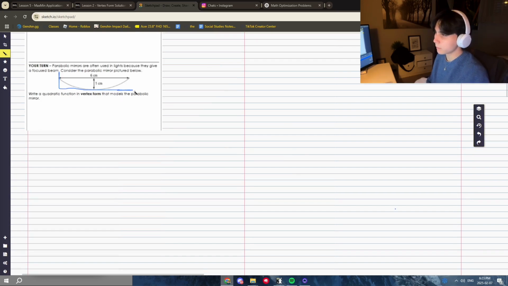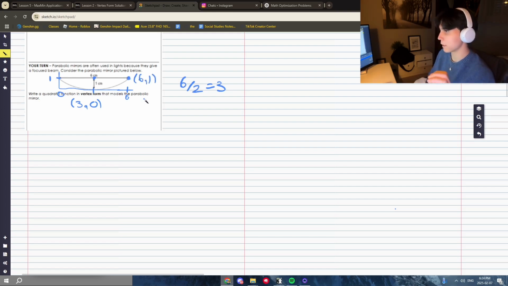And since we're given our point here, this point is going to be 6, and then our vertex is going to be half of 6, since this is 0, 0, and we get 3, 0 as our vertex. And then we have 6 here, and since we have it at a height of 1, this point right here, as described, is going to be 6, 1.